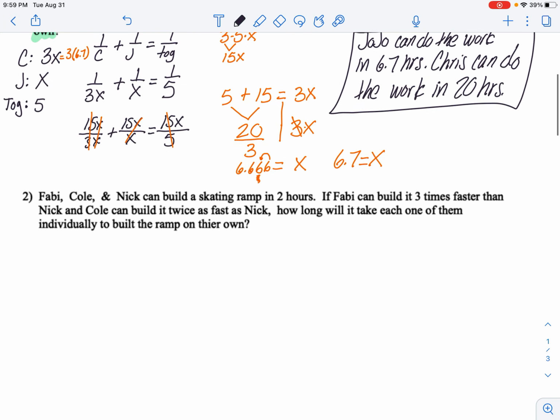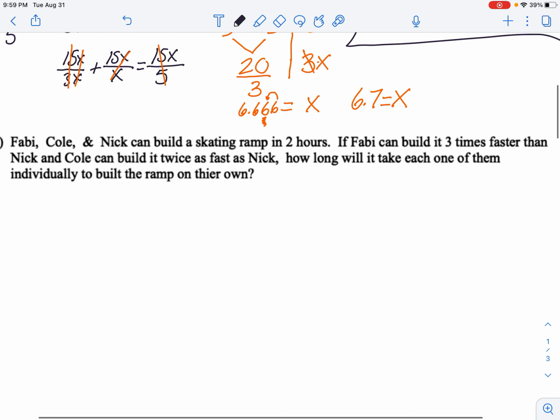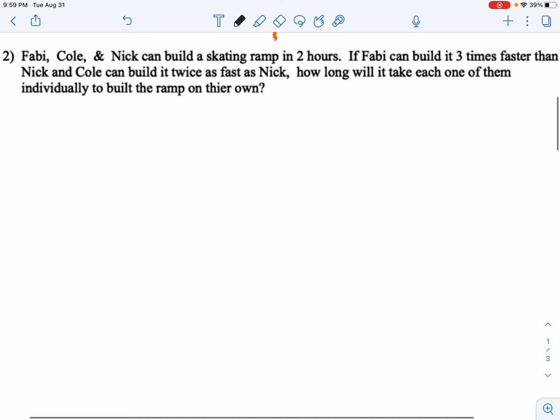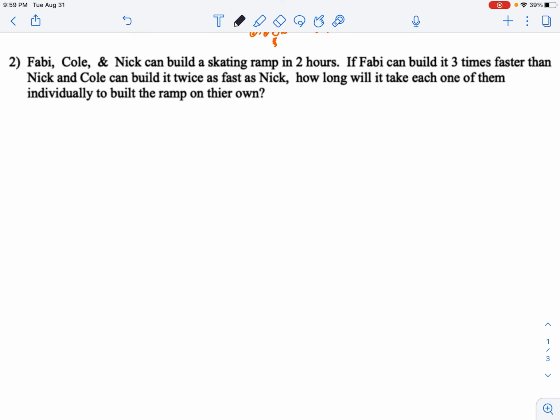Now let's do the second one here. Remember, pause if you have to, right? Rewind if you have to, to make sure that you are understanding. So let's read the second one here. Fabi, Cole, and Nick can build a skating ramp in 2 hours. That's important. Fabi, Cole, and Nick can build a skating ramp in 2 hours.